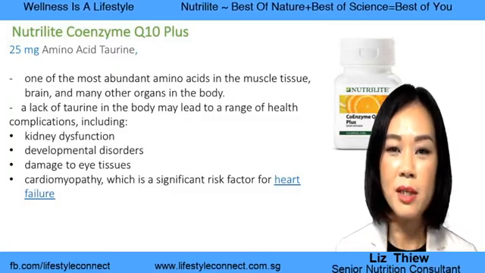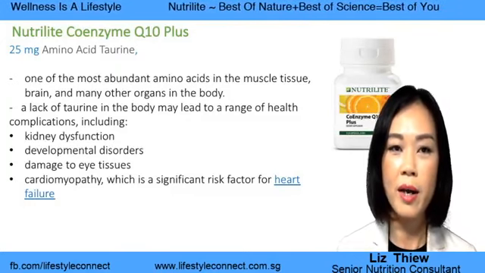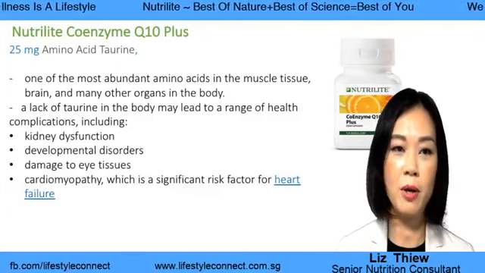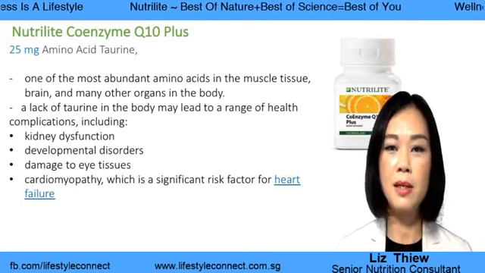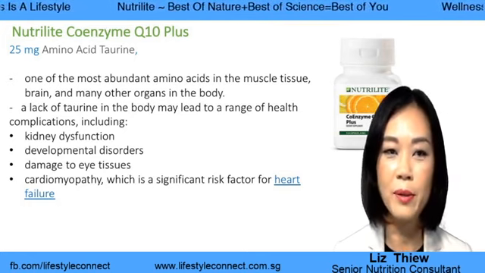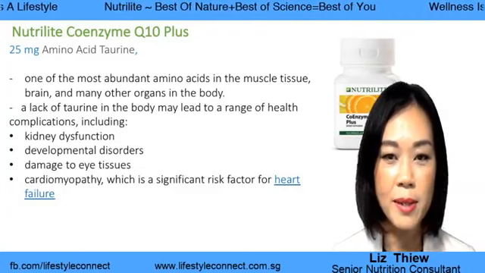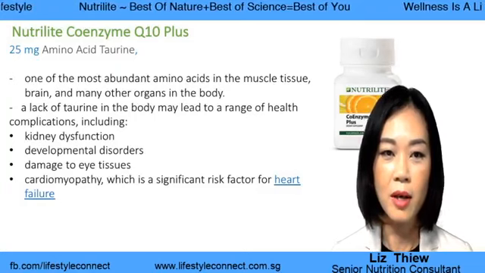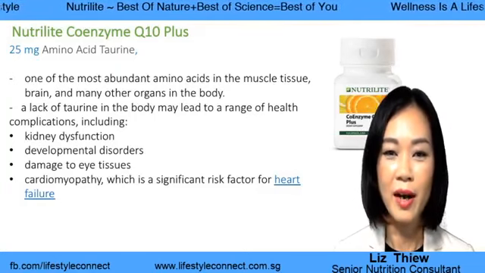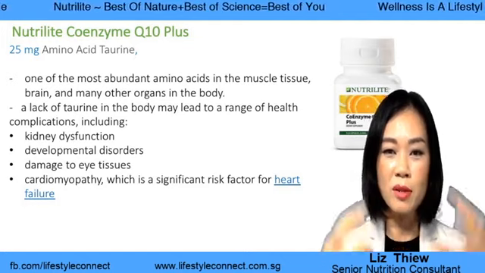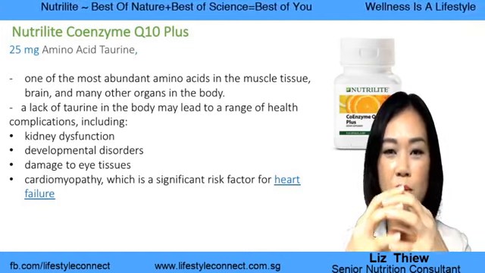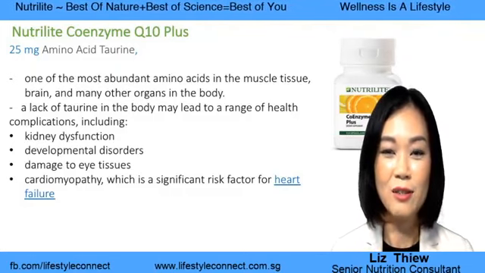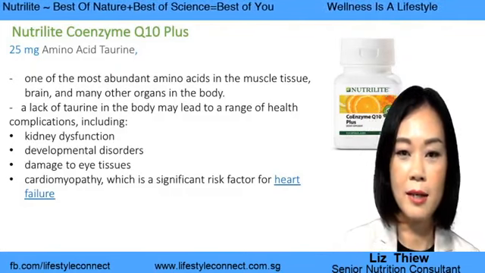When you have enough taurine, it helps with our muscle tissues, brain, and many other organs in the body. A lack of taurine may lead to a range of health complications, for example, kidney dysfunction, developmental disorders, damage to eye tissues, and cardiomyopathy, which is heart failure. So taurine is also very important. These three combined together give you the best of coenzyme Q10. So this is Nutrilite coenzyme Q10 that you can take.